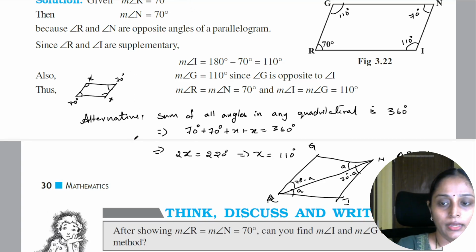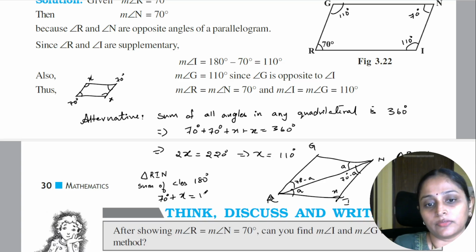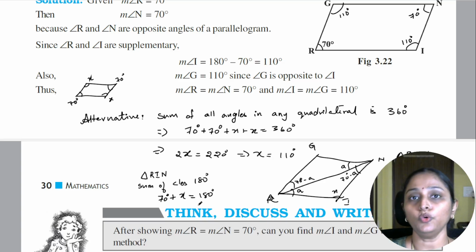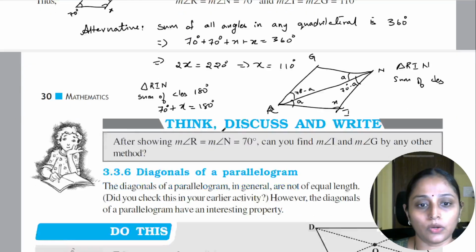So here, if you consider, we'll write it over here, triangle RIN, okay. The sum of all angles of a triangle is 180 degrees, right? So that means if I add A plus 70 minus A, that is 70, plus this unknown angle x, is 180 degrees, which again gives us the same result, right? That x is equal to 110 degrees. Okay, so that is the solved example.